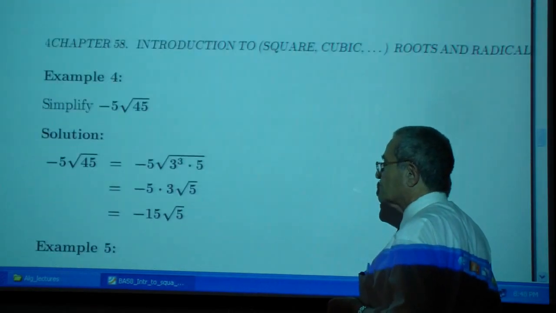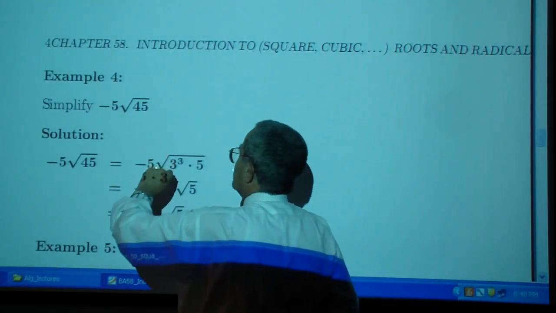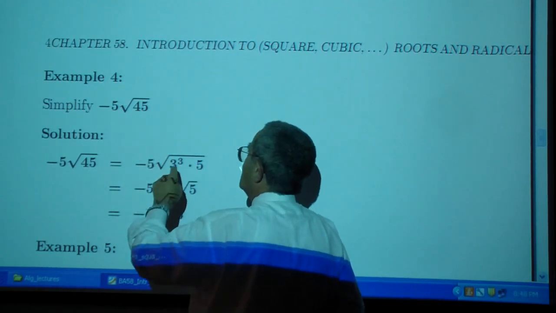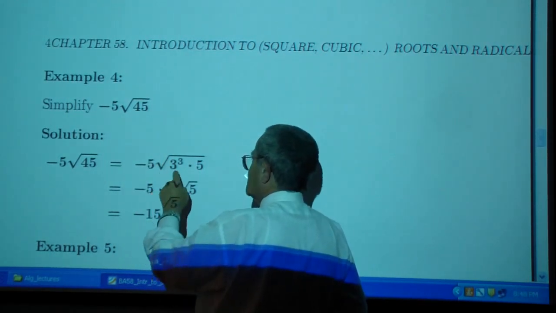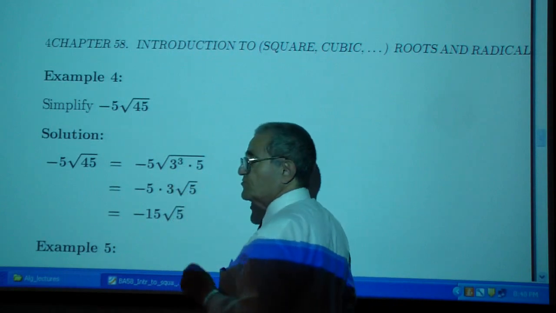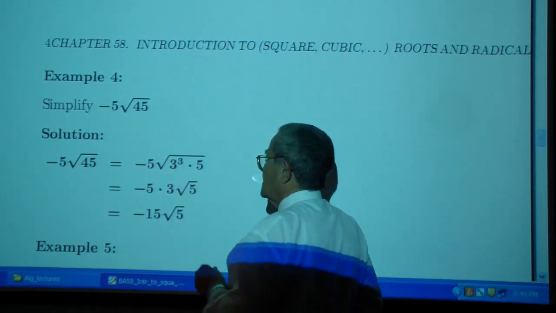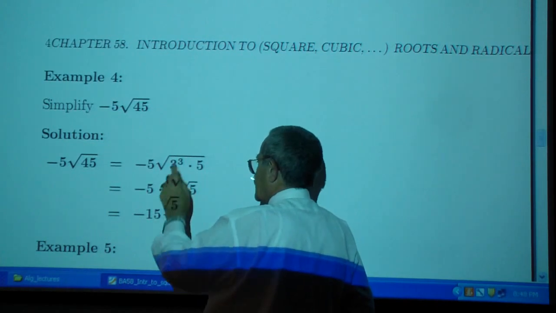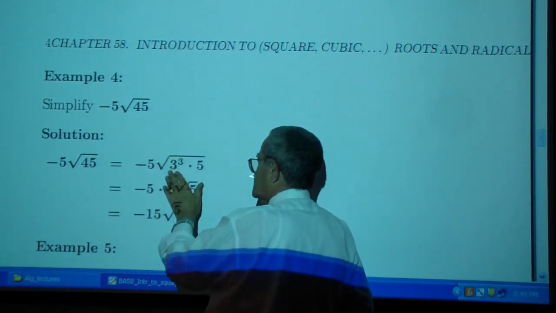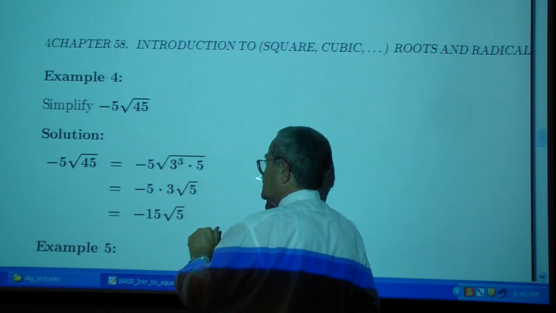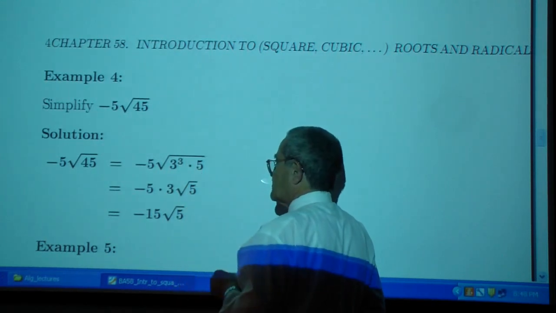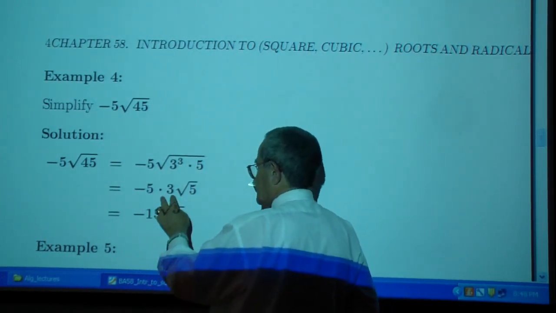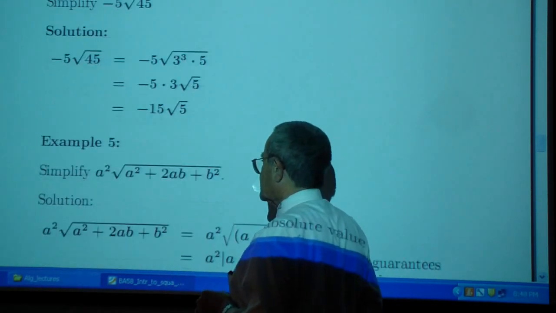Example 4. Simplify the following. 45, that should be just 3 squared, not 3 cubed. That's a misprint. So 45 is 9 times 5, and 3 times 3 comes out as a 3. Remember, that's only 3 times 3, not 3 cubed. And the 5 remains under the square root sign. So the opposite of 15, square root of 5.